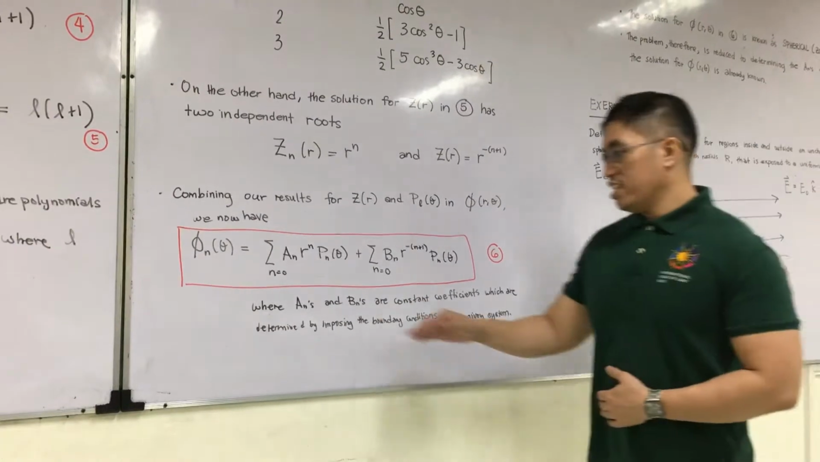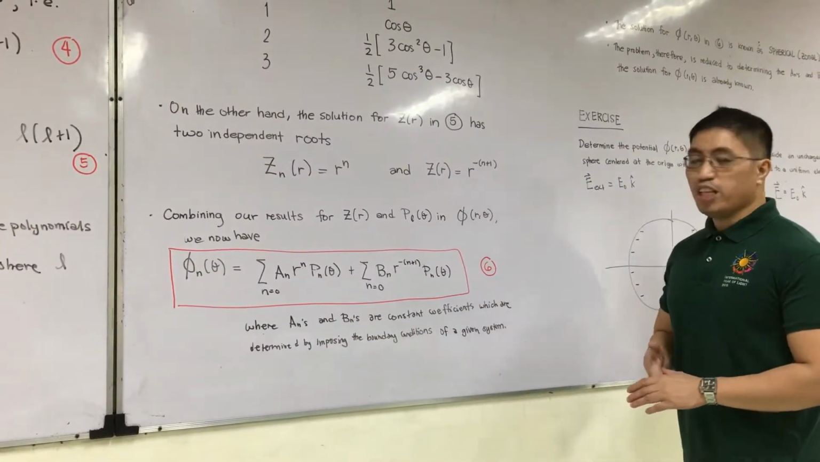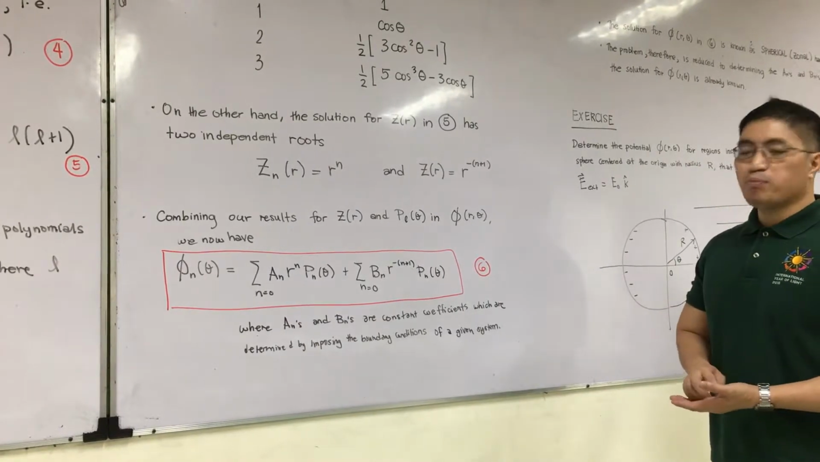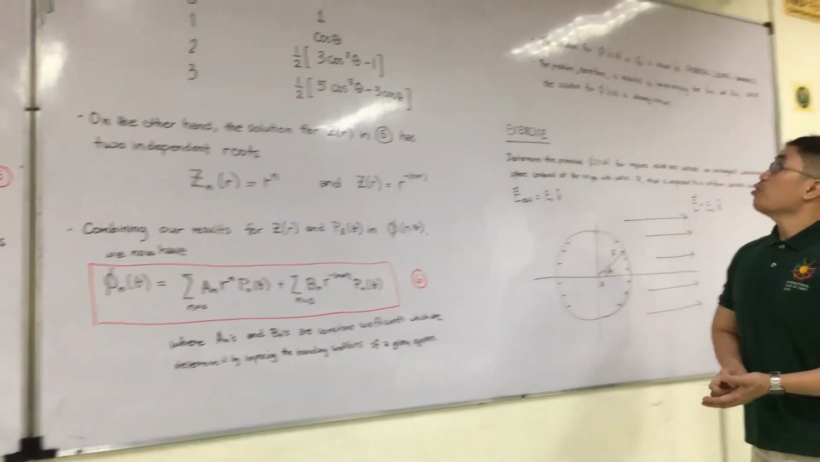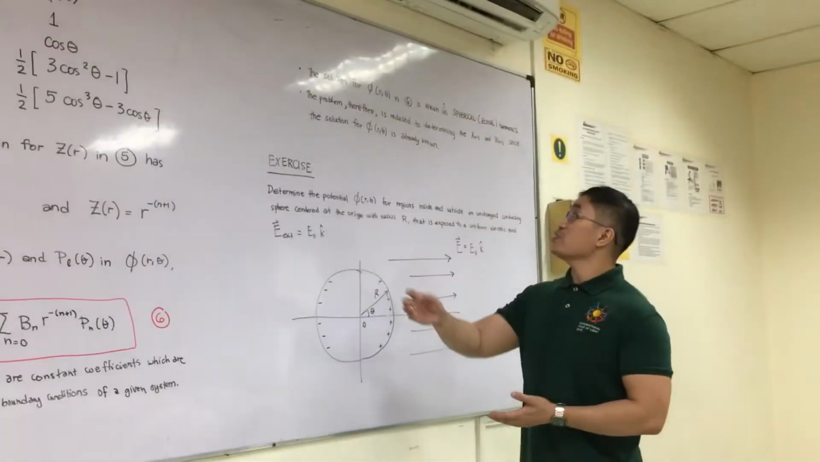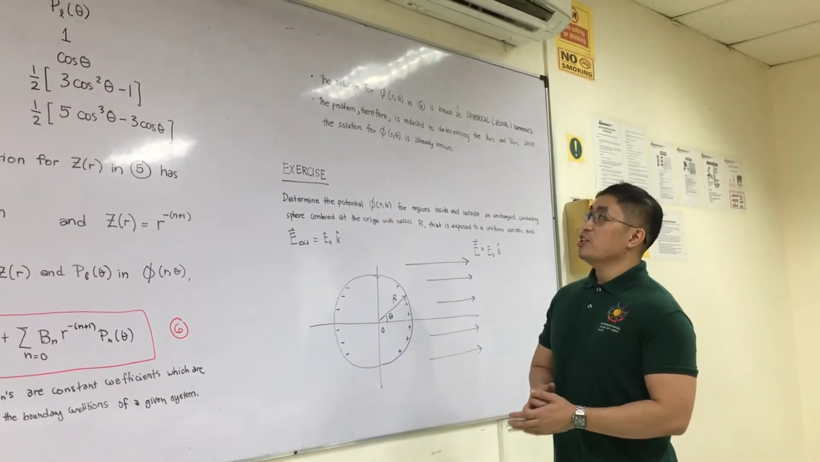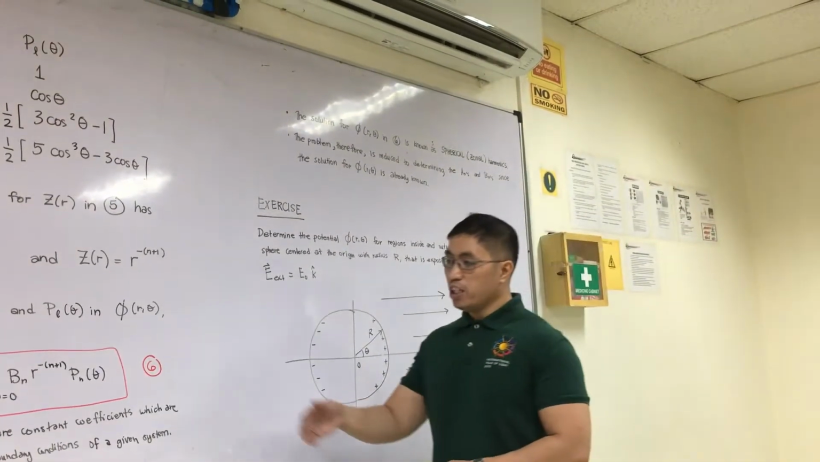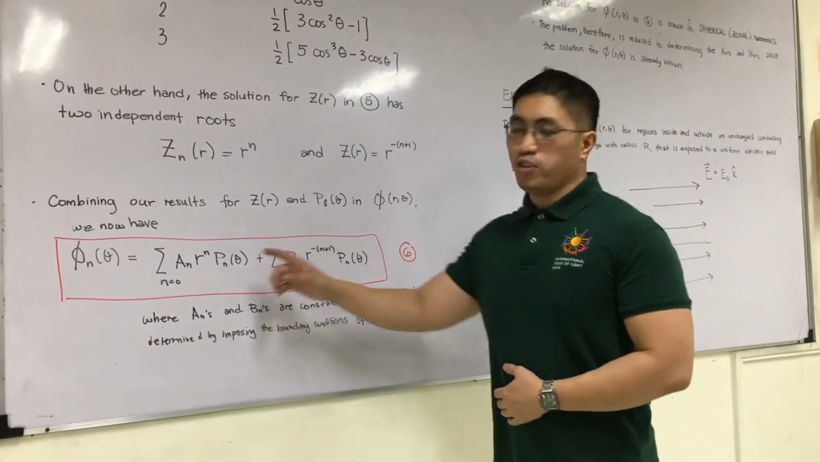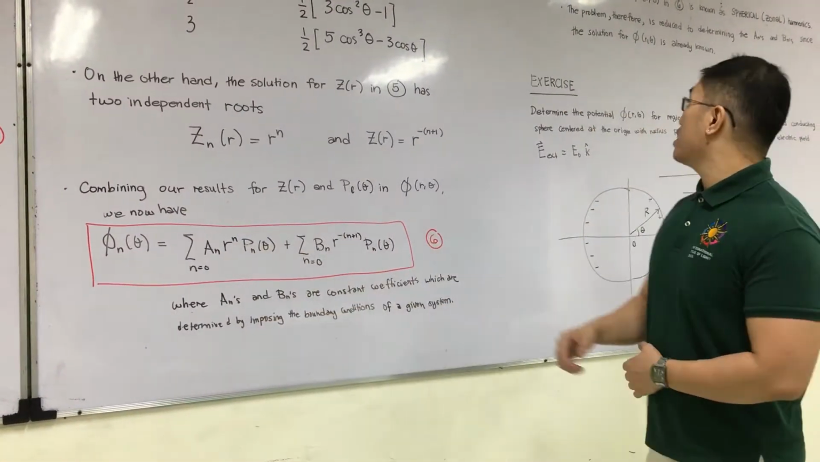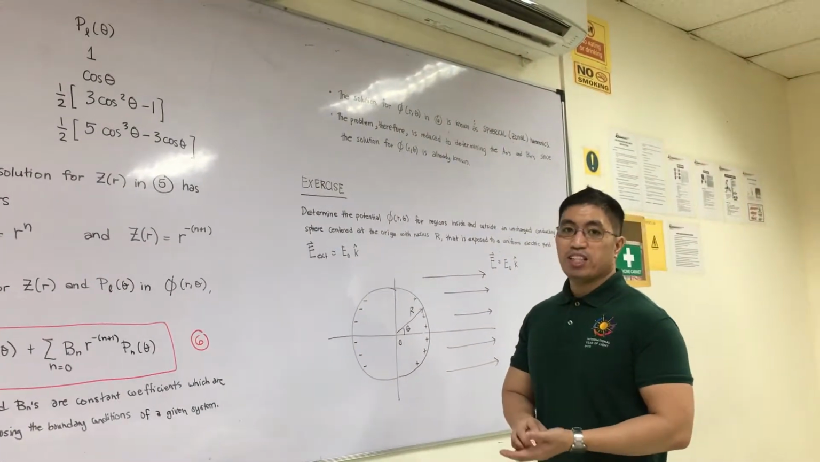Here, the coefficients A_n and B_n are just constants, which are determined by imposing the appropriate boundary conditions of a given system. Now, the solution for the potential function in equation 6 is known as spherical or zonal harmonics. The problem, therefore, since we already know the form of the potential, is simply reduced to determining the constant coefficients A_n and B_n. And again, those are obtained by imposing the appropriate boundary conditions.